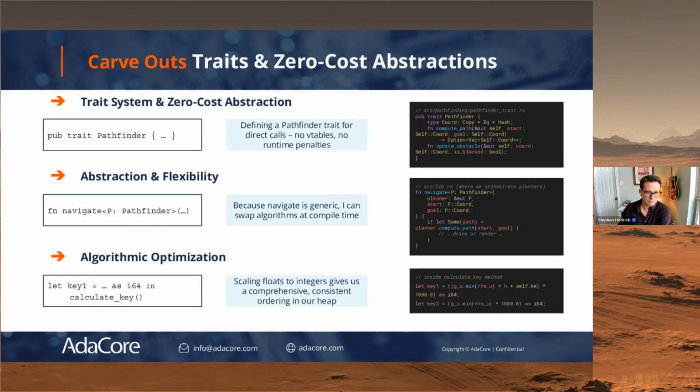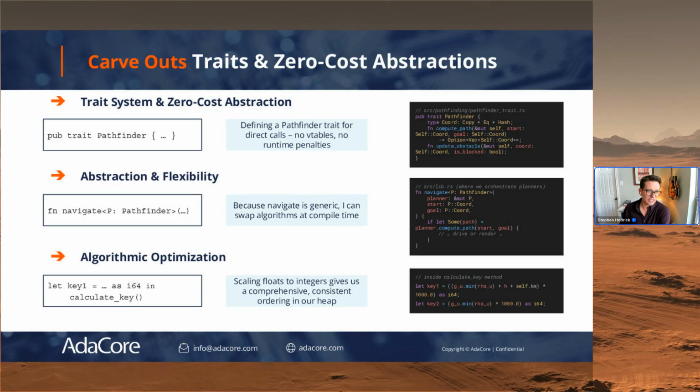Another thing I noticed is obviously the traits and zero cost abstractions. By defining a Pathfinder trait and implementing it for D* Lite and A* or Field D*, whichever one you want to use, Rust generates direct calls. So this Pathfinder trait is our compile time contract, no vtables, no runtime penalties, so that zero cost abstraction is guaranteed. So we've sidestepped those things, the vtables and runtime penalties, which is a good added bonus.